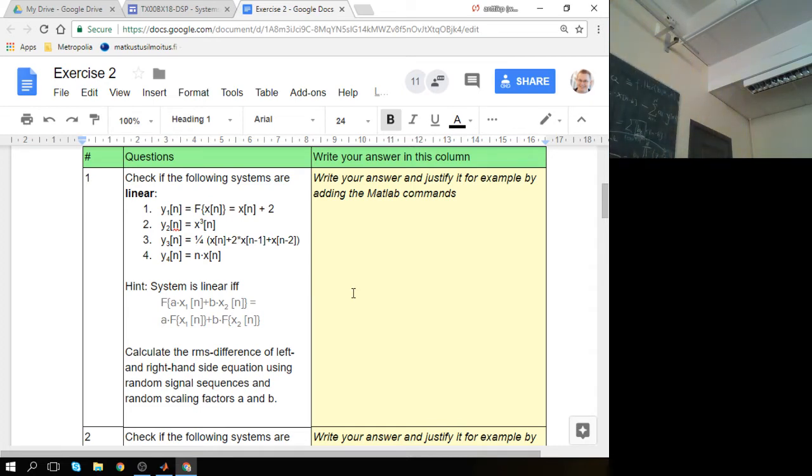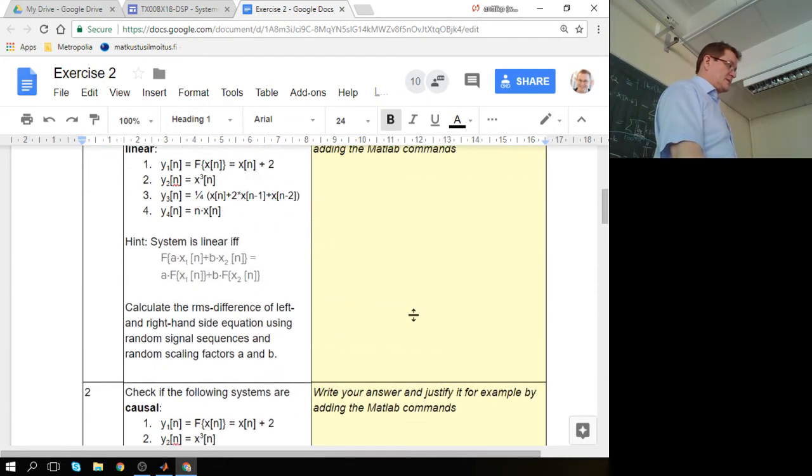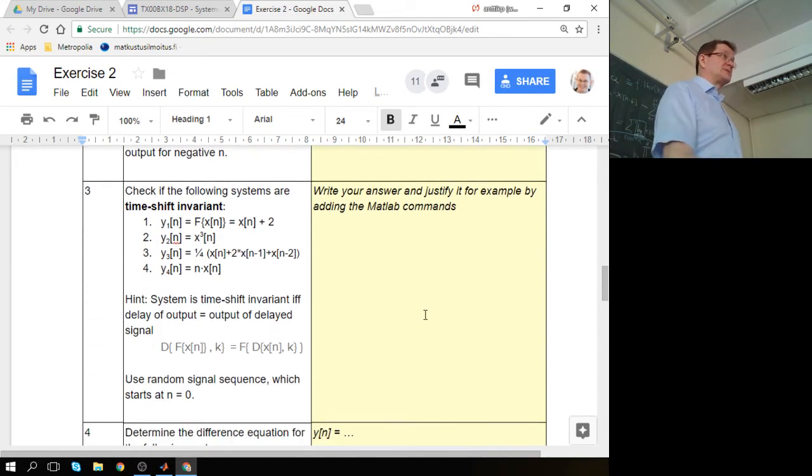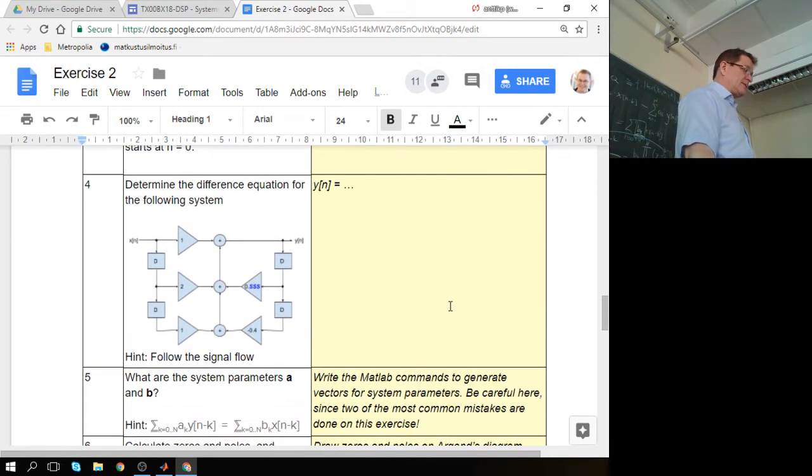There are 4 different systems, which means that you will make 4 different functions which return the value of whatever these systems are doing, and then check by brute force linearity, causality, and time shift invariance. Okay, that's the first page there. The rest of the exercise is about this stuff.